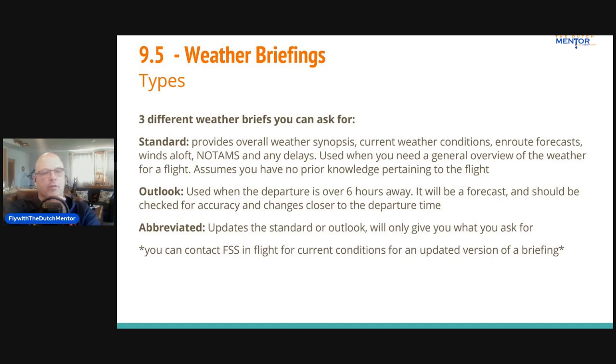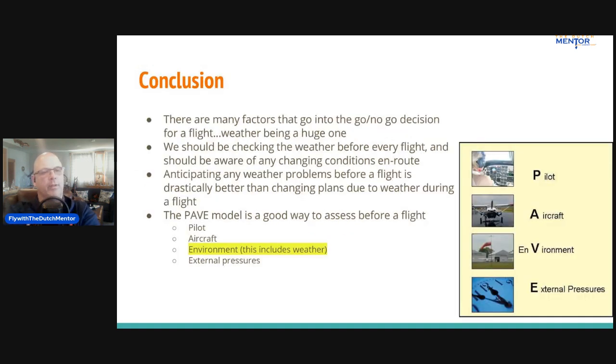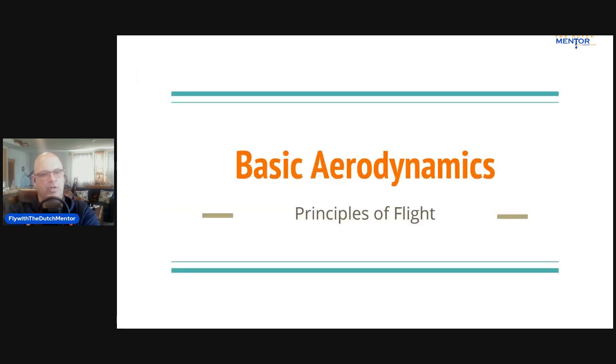Today, we're going to be looking for an outlook briefing from our 1-800 weather briefing, and that will be done at the back end of the program. The conclusion is, make a really good decision, right? At the end of that, it is, are we ready to fly? Is the pilot ready? Is the aircraft ready? Is the environment set and conducive to it? Are there any external pressures at play that prevent us from having a safe flight itself?